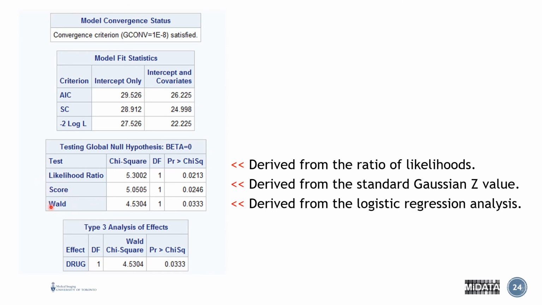The third one we haven't seen is the Wald chi-square, and this one is derived from the logistic regression analysis itself. We're not going to cover the calculation of this Wald chi-square in this course because it's actually quite complicated, but SAS provides it for you in every PROC LOGISTIC run.